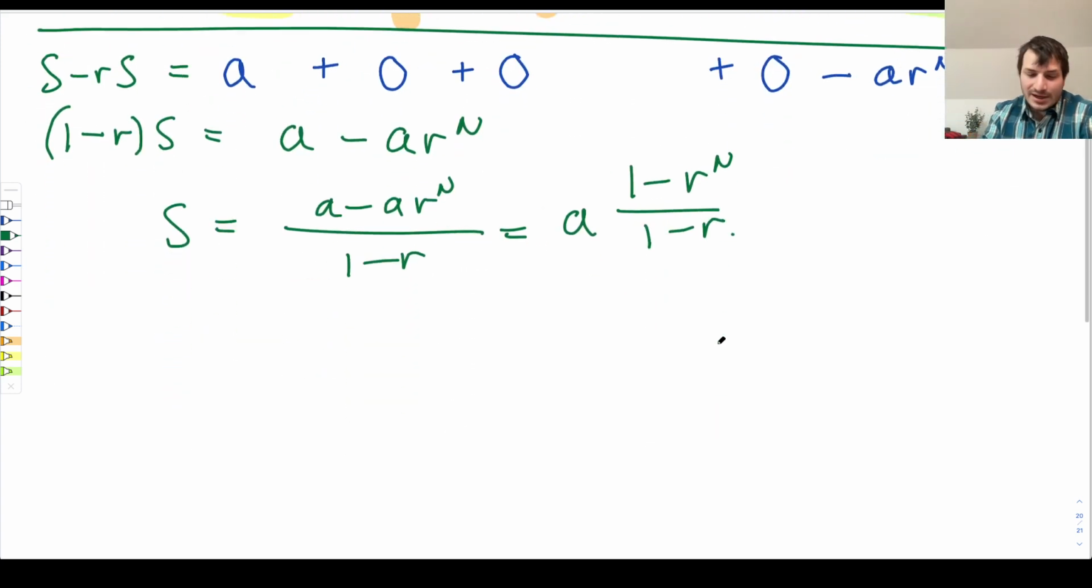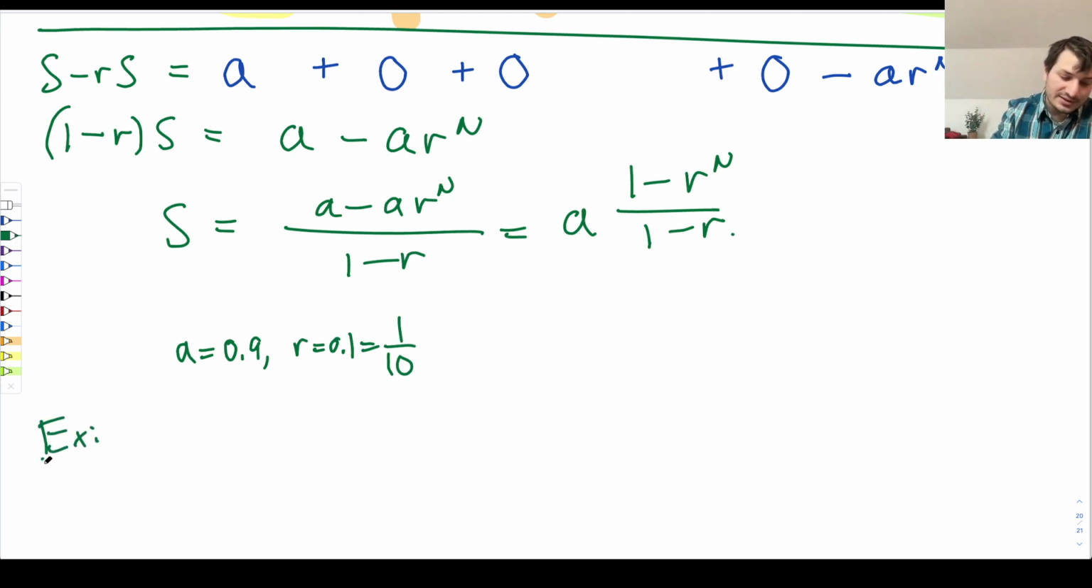We did an example already where a was 0.9 and r was 0.1, also known as a tenth. That was the example we just did, the 0.99s. Let's do one more example. Let's do this one, this is a fun one. Let's do 1 plus 2 plus 4 plus 8 plus 16.